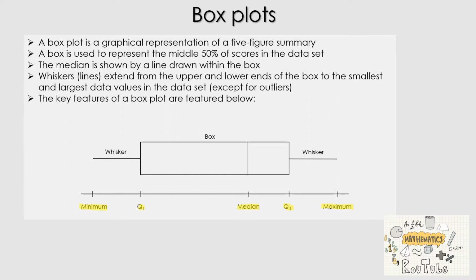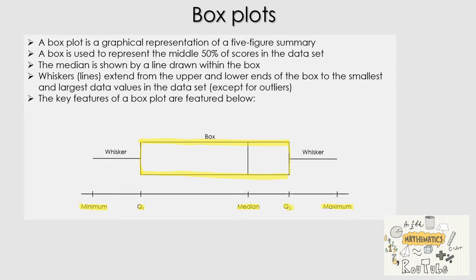So in a box plot, the box is used to represent the middle 50% of scores in the data set. So you'll see we have our box, which I will just color in yellow. This yellow portion that I've just colored in represents 50% of the scores in the data set.